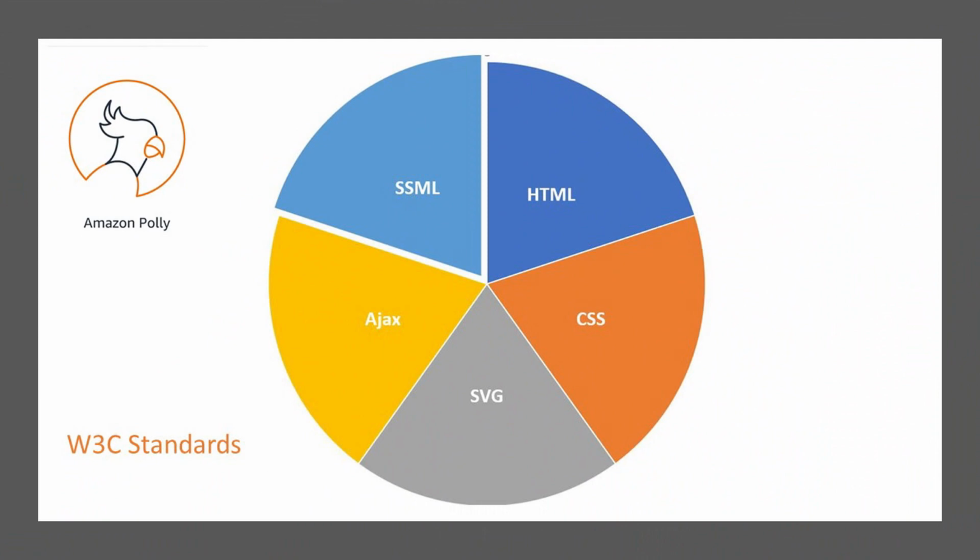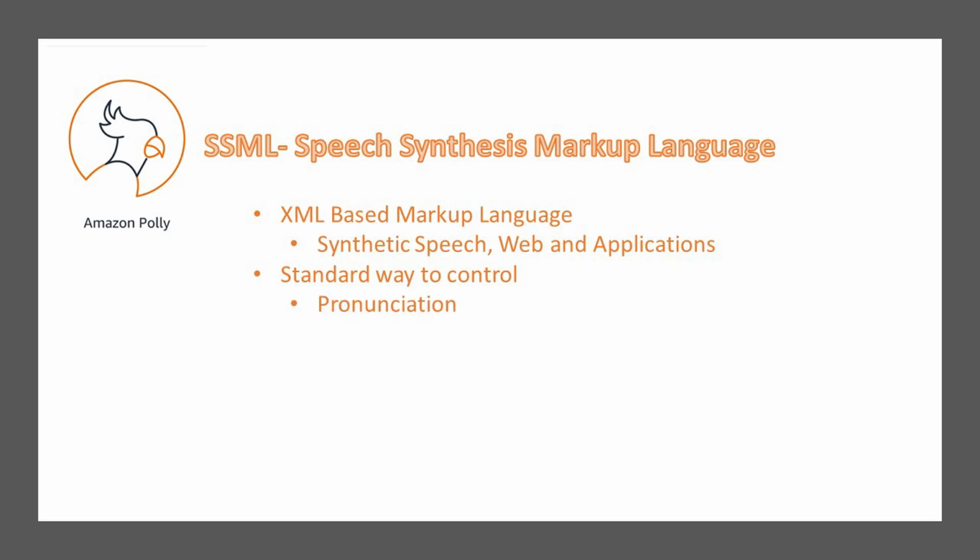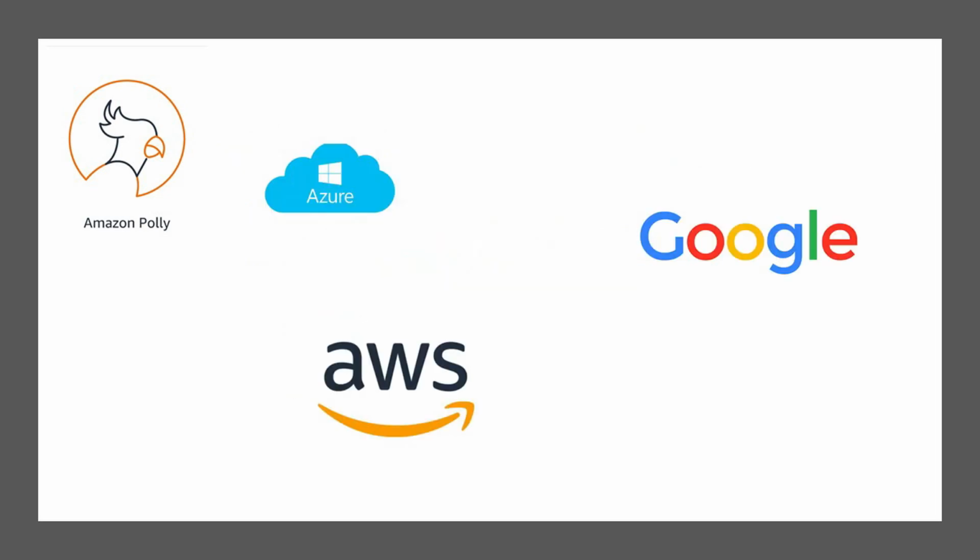SSML is one of these standards. It's designed to provide a rich, XML-based markup language for assisting the generation of synthetic speech in web and other applications. The essential role of the markup language is to provide authors of synthesizable content a standard way to control aspects of speech, such as pronunciation, volume, pitch, rate, etc., across different synthesis-capable platforms.